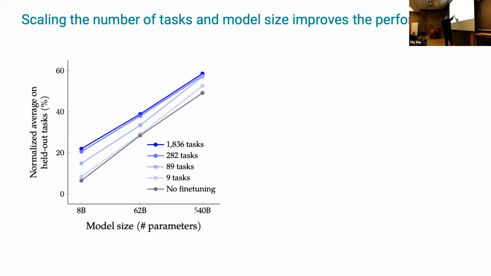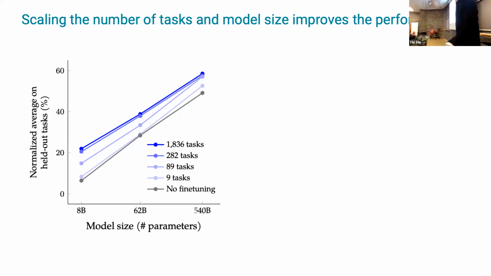Now, as we get darker blue, we add more tasks, starting at 9, 89, and so on. You can see that the performance goes up almost monotonically. And that is quite a big difference, because I would like to point out the scale of this plot is from 0 to 60. So we're talking about a double-digit gain in almost all cases. That's the first thing. So scale matters in both the number of parameters and the number of instruction fine-tuning tasks. But we also see that after we add 282 tasks or so, it doesn't really help much. And that was quite interesting.